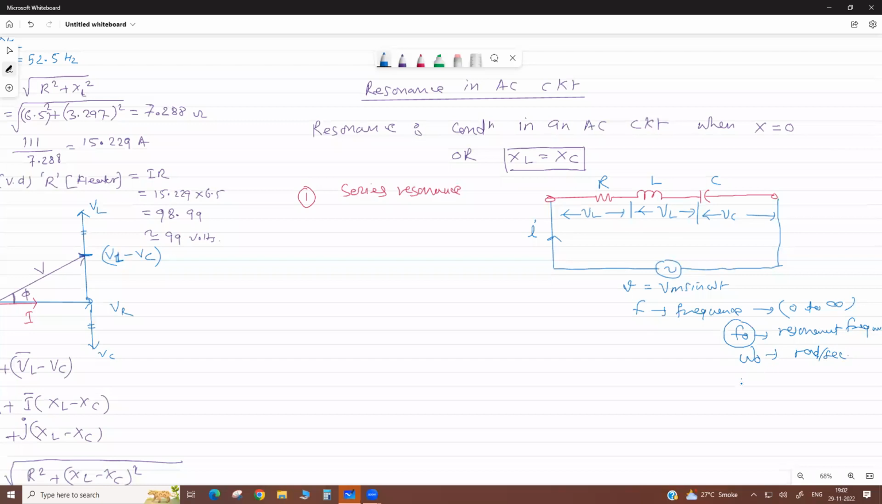You know, omega equals 2 pi f, in radian per second. Correct. So at resonance condition, if we draw, this is your current in the circuit. Due to this current, there is a drop in resistance, and it is in phase with the current.